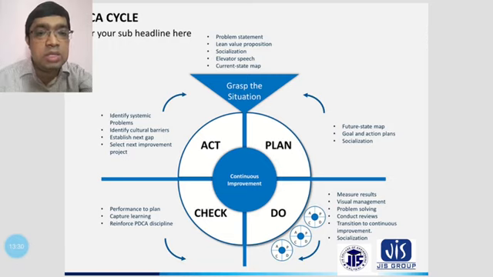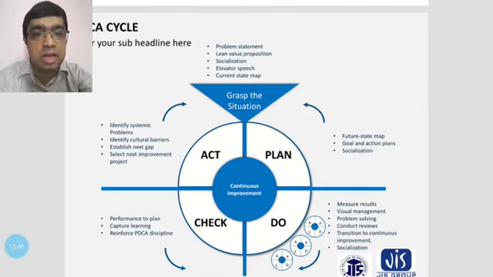And another thing, reinforce PDCA discipline must be maintained properly. If you cannot reinforce and properly maintain your PDCA discipline, then you cannot properly produce a new product, and continuous improvement will be done during the PDCA cycle.